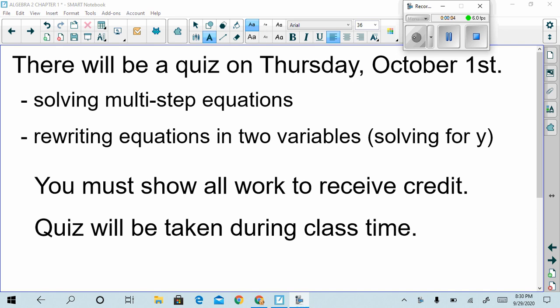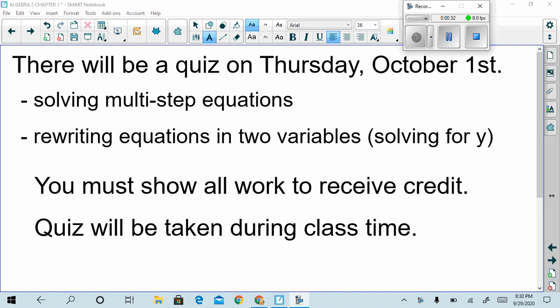For tomorrow's class, we're going to have a quiz. It will be on our most recent material as well as a recap of solving the multi-step equations. So again, multi-step equations, which we'll do a couple examples of today, as well as rewriting equations in two variables, which we said was solving for y in terms of x. In order to receive full credit for any of the problems, you need to show all your work.